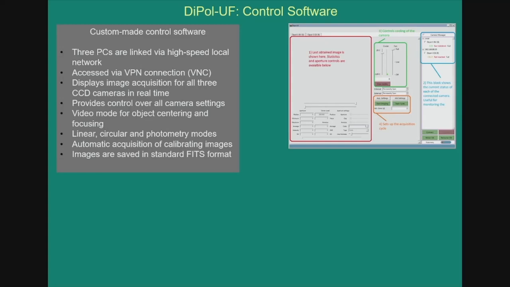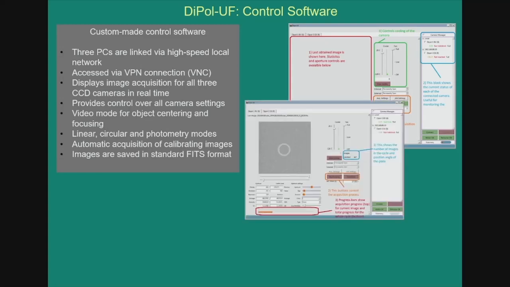Because the CCD provides a fast readout, there is a video mode, which is very useful for object centering and focusing. The polarimeter can work in three observing modes: linear, circular, and photometry. Of course, the images are saved in the standard FITS format, and the software does the acquisition of calibration images automatically. This is just a screenshot of the software.